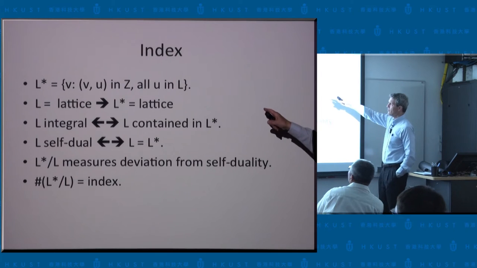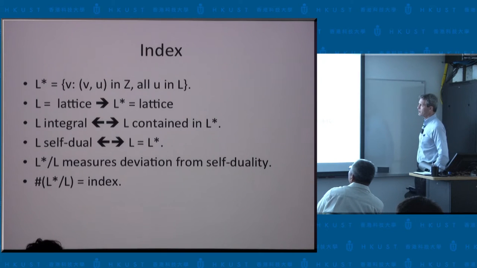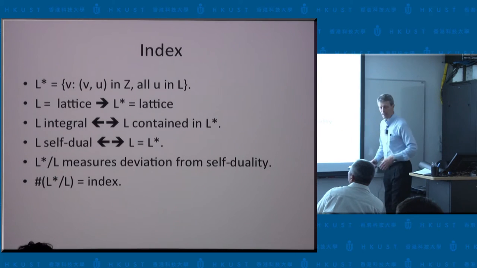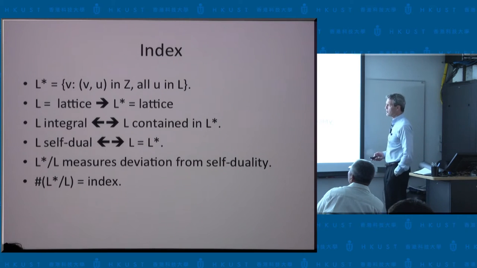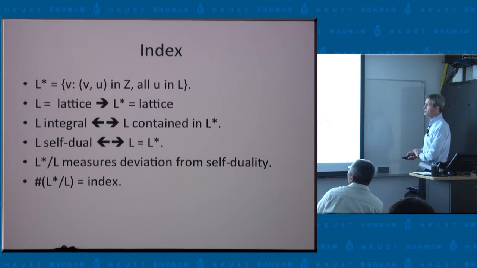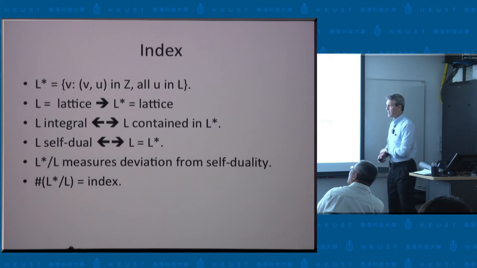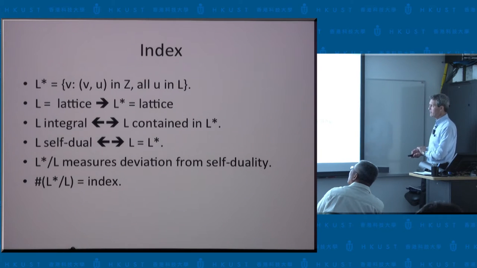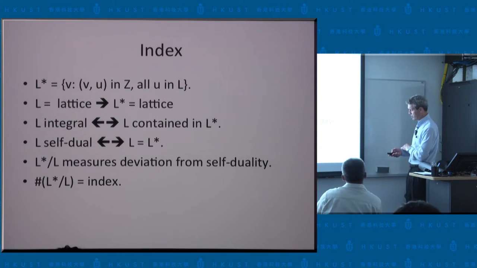If you have a lattice, then you look at what's called the dual lattice. You look at all the vectors that have integral inner product with everything in the lattice. Then you can show that that's also a lattice. And if the lattice is integral, then it will be contained in its dual. So if it's equal to its dual, we say it's self-dual. But in general, the quotient L star over L will measure the deviation from self-duality. So this is an important invariant. It's called the index.